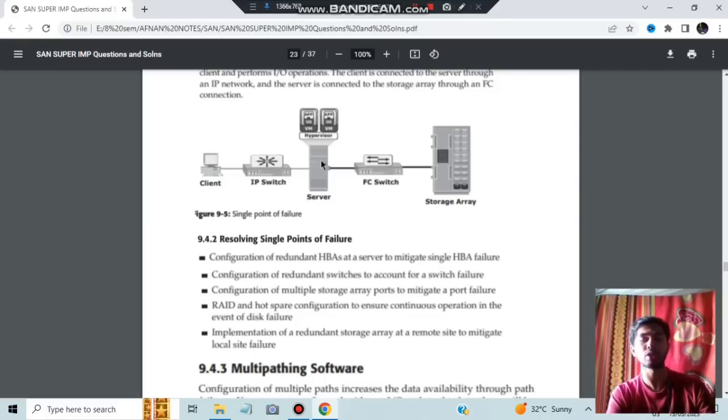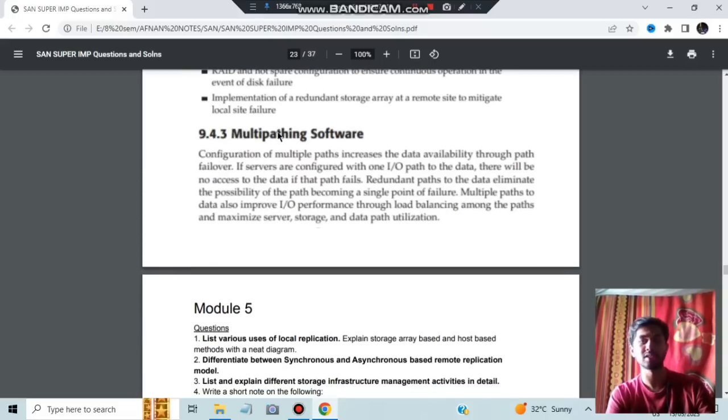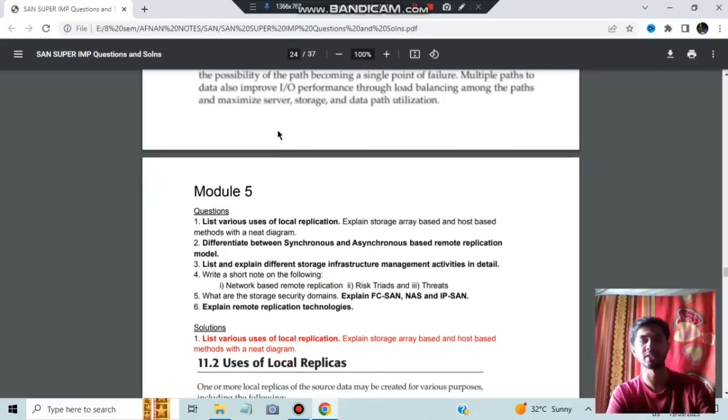Basically, make each of these redundant and make multiple paths. Use multiple clients or multiple IP switches, multiple servers, multiple FC switches, multiple storage arrays, or use multiple paths. If one of the paths fails, others will be there. Multipathing software: just discuss that there will be multiple paths in which you can do the things.